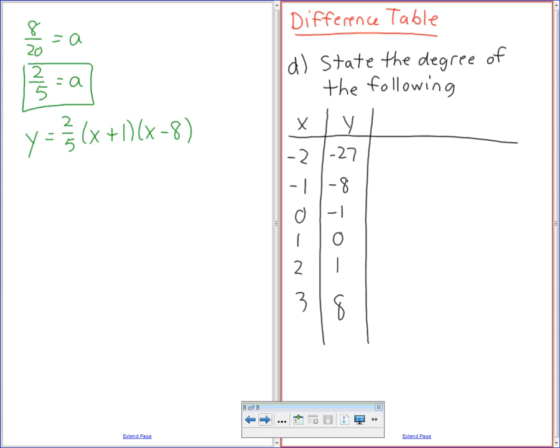Degree 2. Now, we didn't get into third or fourth differences in class, but there was one of those on the assignment. If something has a third difference the same, what's the degree going to be? Cubic. It's cubic or degree 3. Okay? So the same thing. If the fourth difference is the same, it's going to be degree 4, and so on, and so on. Okay, so I'm going to hit pause.